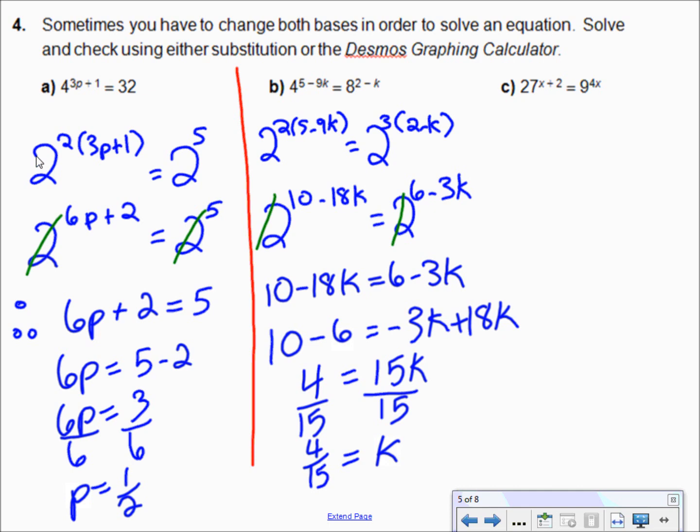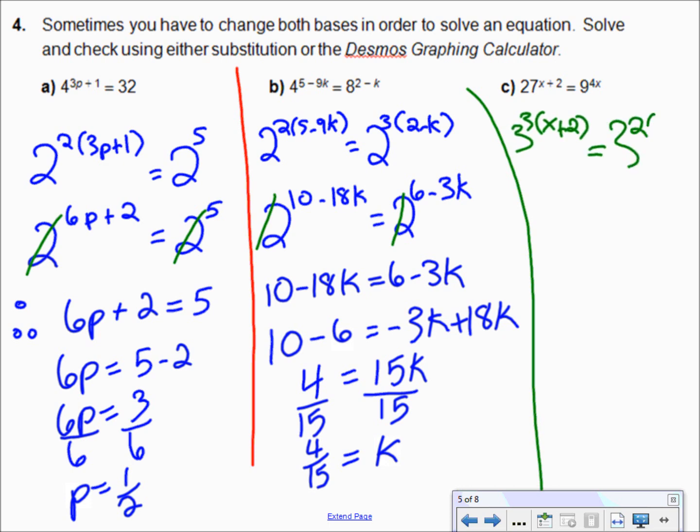And again, I won't make us check this because maybe after break, we'll use our graphing calculators and I'll show you how to do it. Okay, and the last one. Three cubed gives me 27. And 3 squared gives me 9.